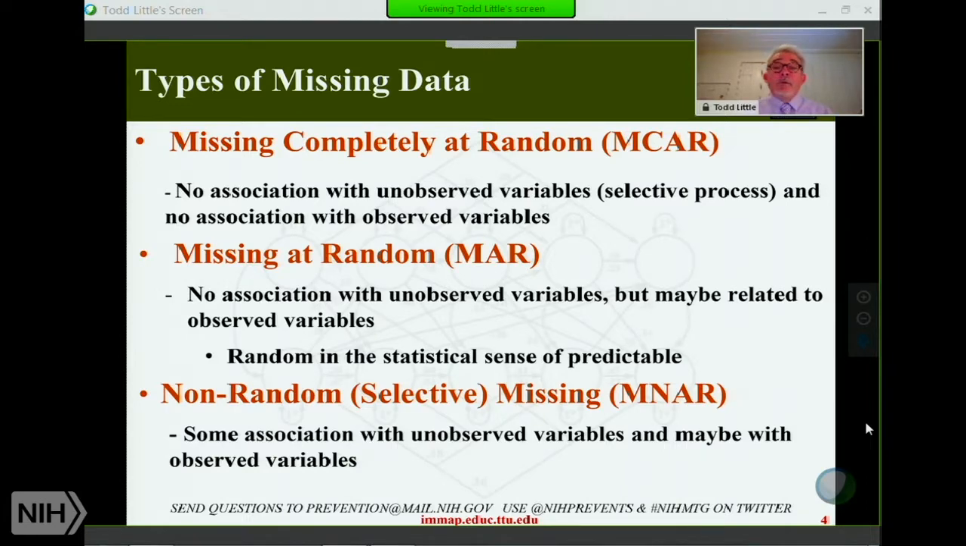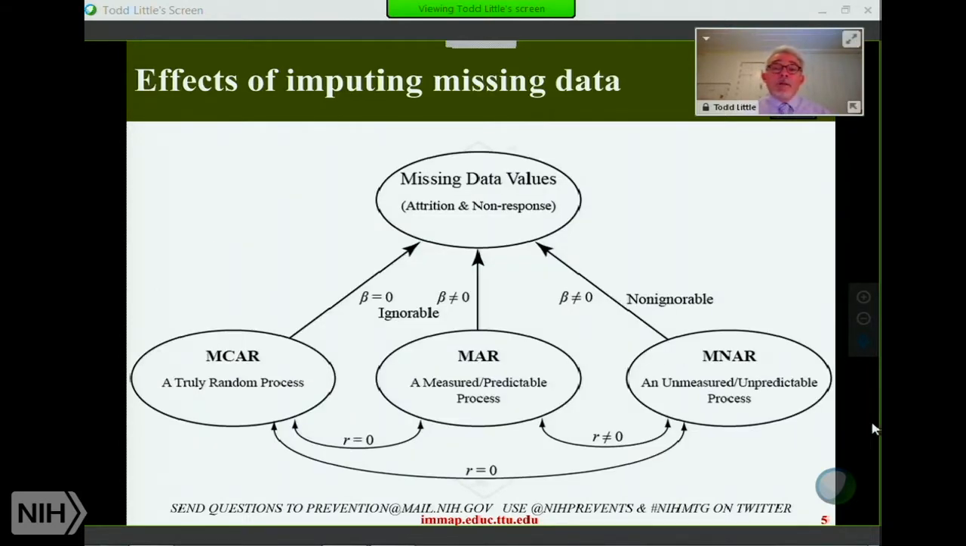So what I want to do is move to the next slide to kind of demonstrate the relationships among these mechanisms. Now what you'll see in this particular slide is the missing completely at random mechanism is a truly random process, and that mechanism is uncorrelated with the MAR process, uncorrelated with the NMAR process, and doesn't predict anything about the missing data values.